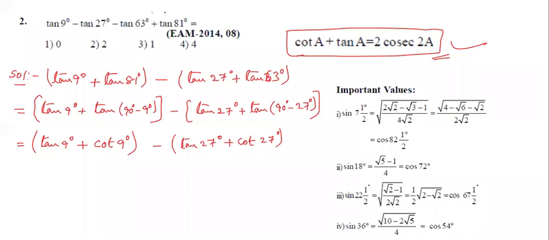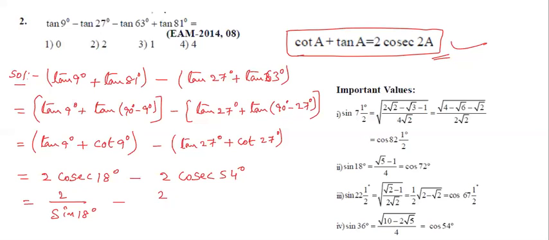Tan A plus cot A is 2 cosecant 2A. That means 2 cosecant 2A, 2 into 9, 18 degrees, minus 2 cosecant 27 into 2, 54 degrees. Cosecant 18 means we know that is 1 by sine 18 degrees. Yes or no? And cosecant 54 means 1 by sine 54 degrees. Already you know very well the formulas.